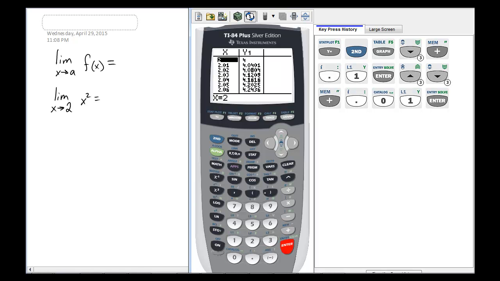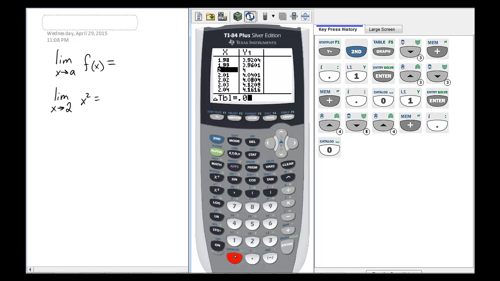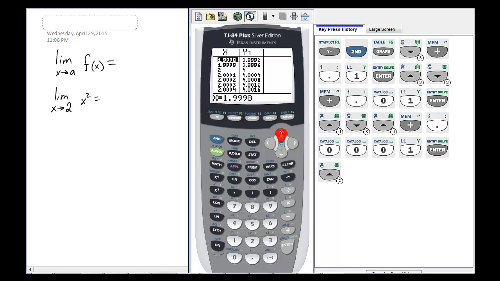So what happens as I get closer to 2? Again, you can see 3.8. Look at those numbers. They're getting closer and closer to 4 on both ends, both the right and the left. If I go one more, let's go 0.0001, it's going to make some even finer steps, and it's very obvious just by looking at the numbers that you're getting closer and closer to 4 from both sides.